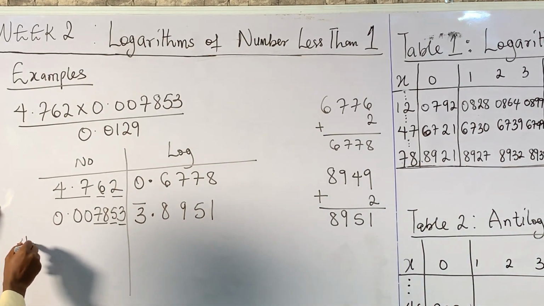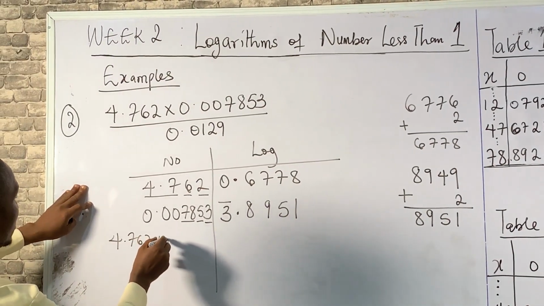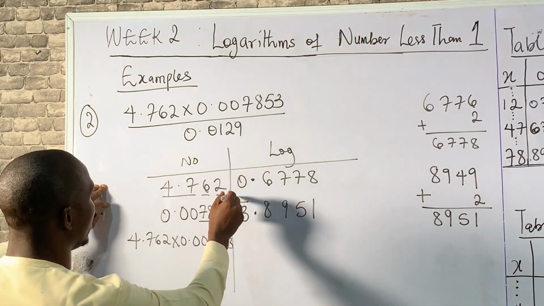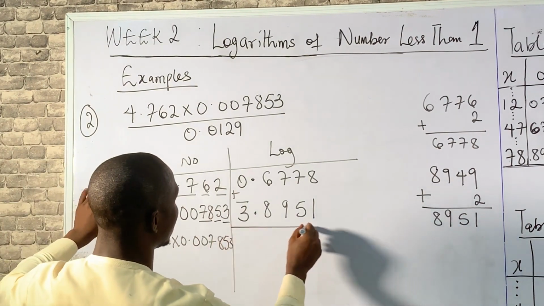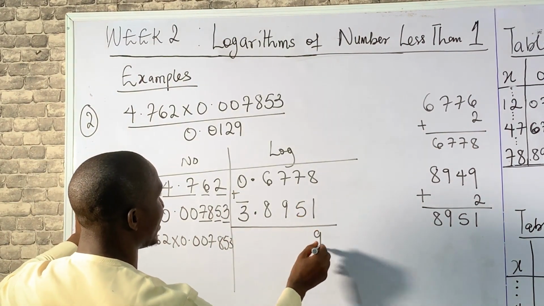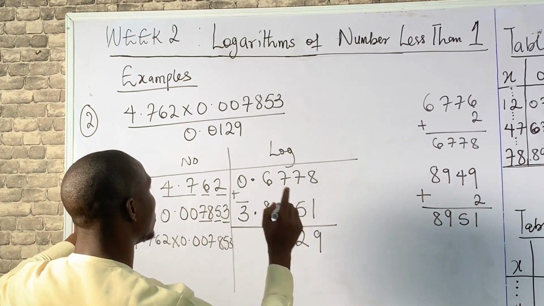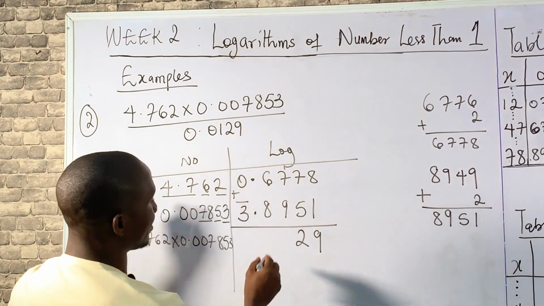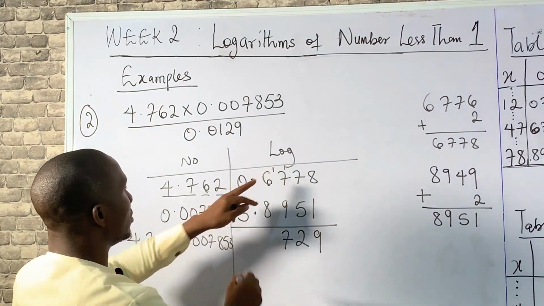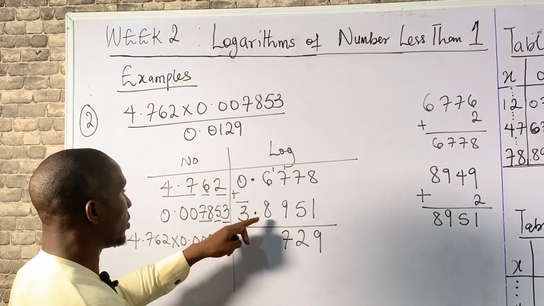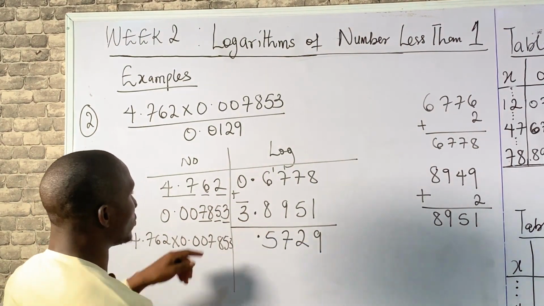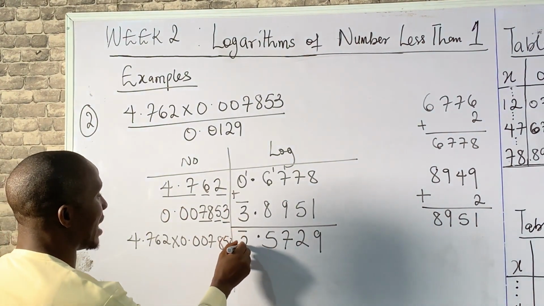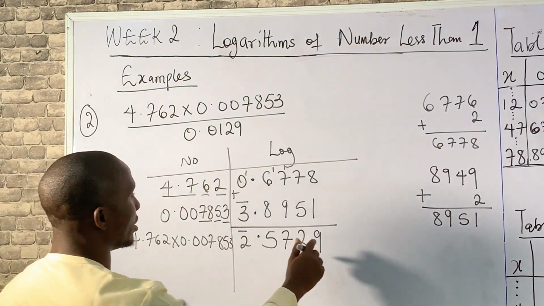In between the numerator is multiplication. That is 4.762 times 0.007853, which means addition. So we need to add the two together. 8 plus 1 is 9. 7 plus 5 is 12. Carry 1. 1 plus 7 is 8. 8 plus 9 is 17. Still carrying 1. 1 plus 6 is 7. 7 plus 8 is 15. Still carrying 1. The one with minus 3 becomes minus 2, which is bar 2. So this is your numerator.